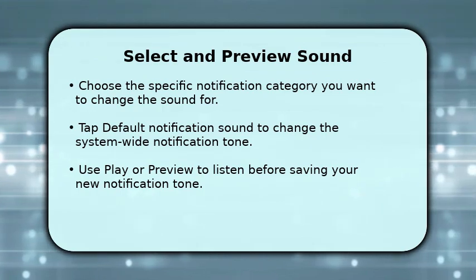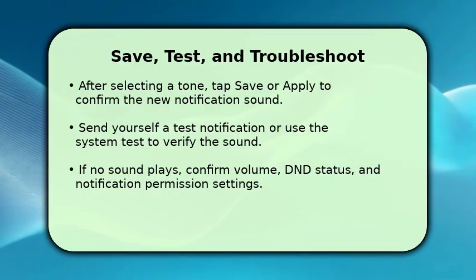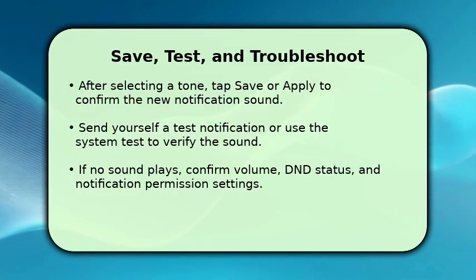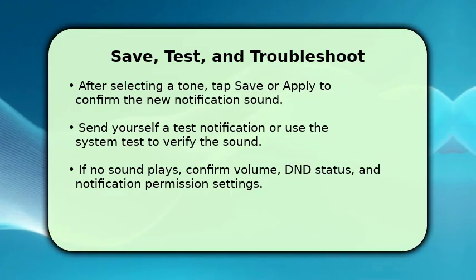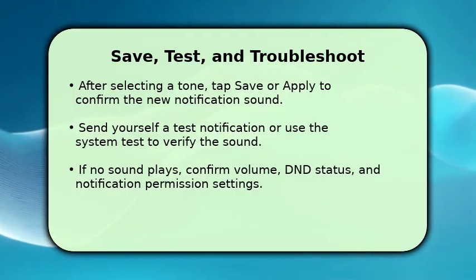After selecting a tone, tap Save or Apply to confirm the new notification sound. Send yourself a test notification or use the system test to verify the sound. If no sound plays, confirm volume, Do Not Disturb status, and notification permission settings.